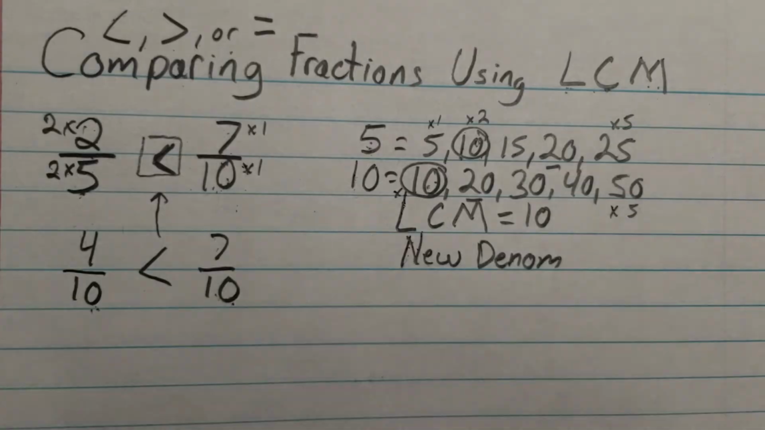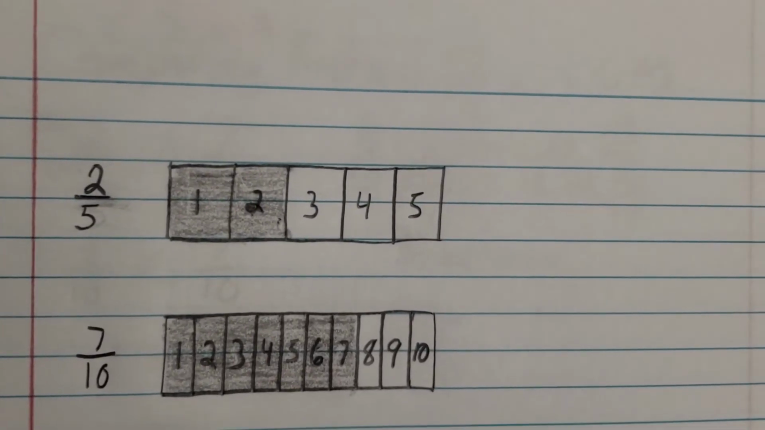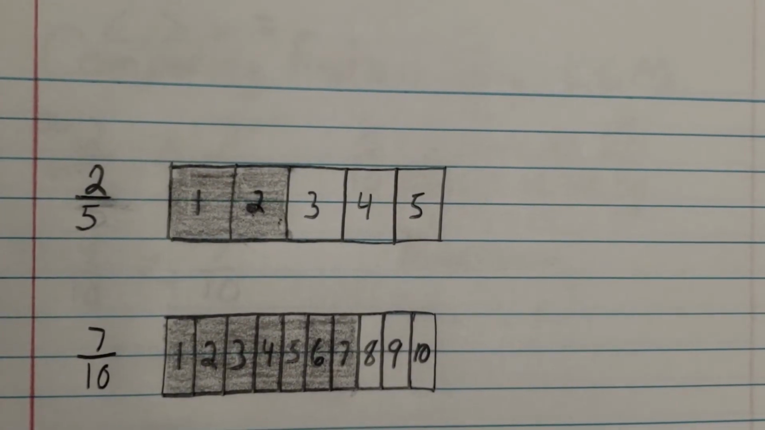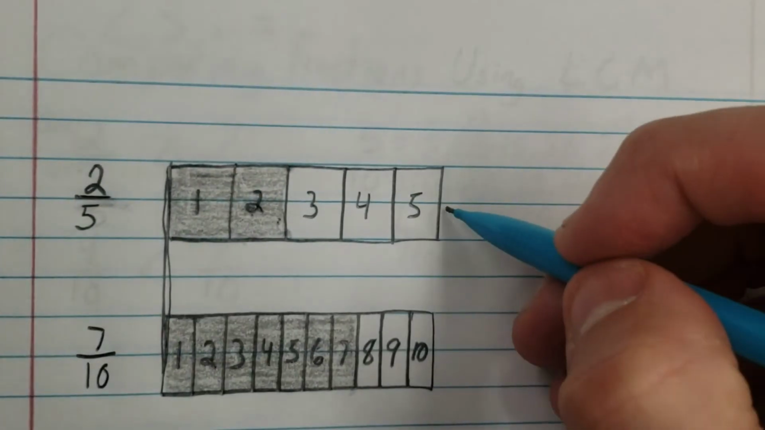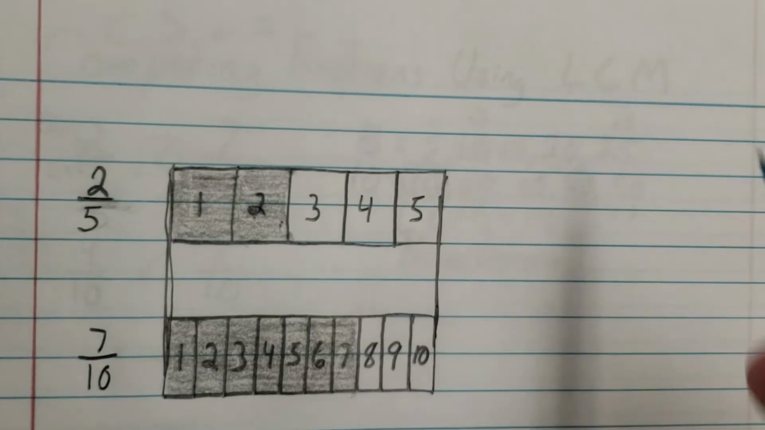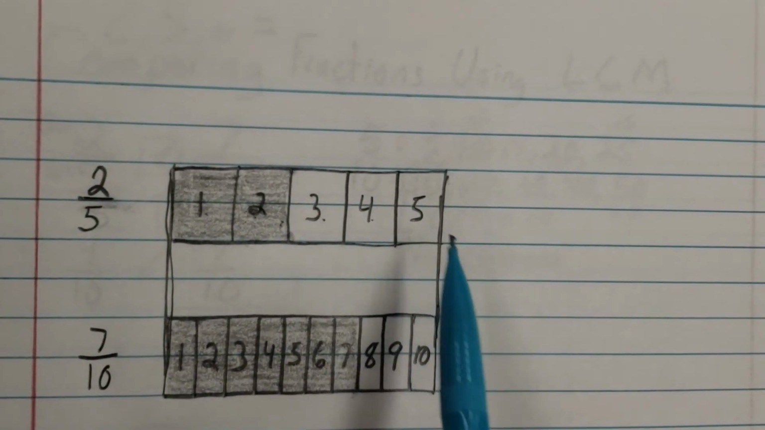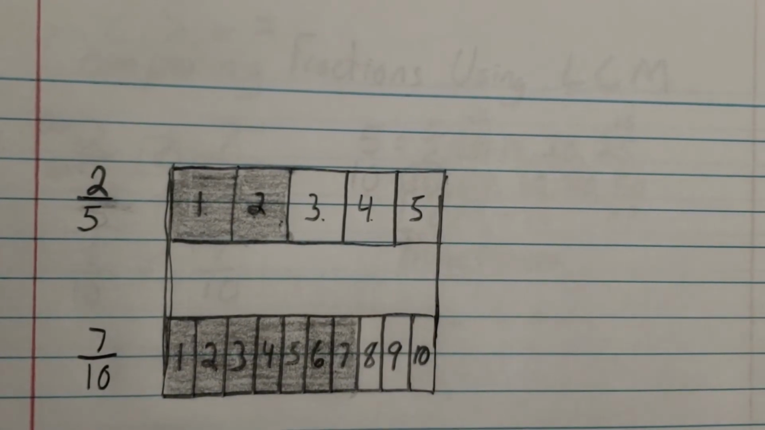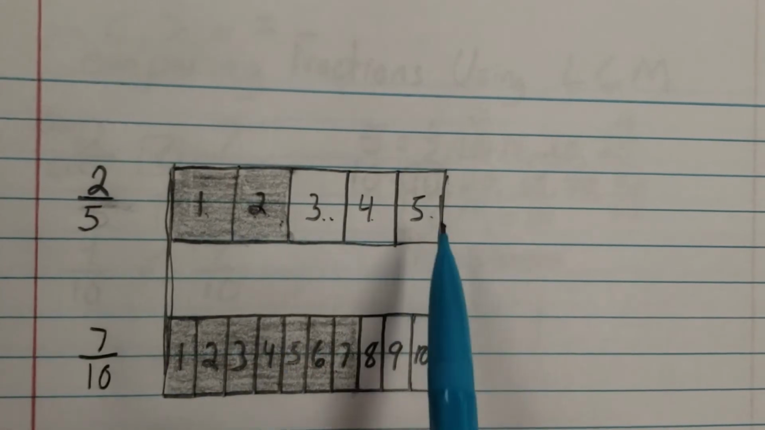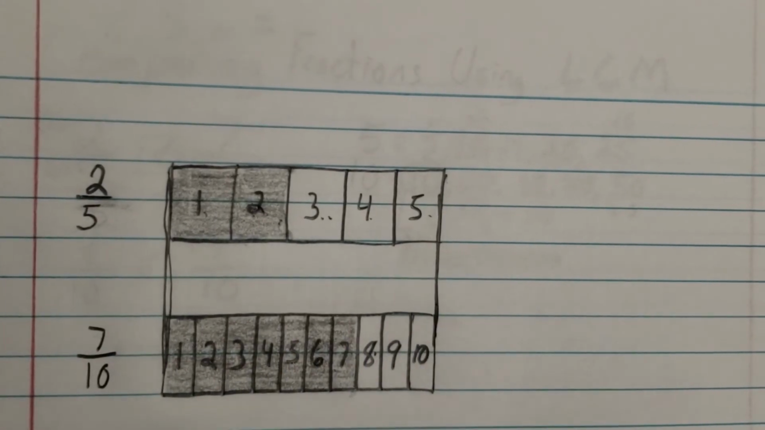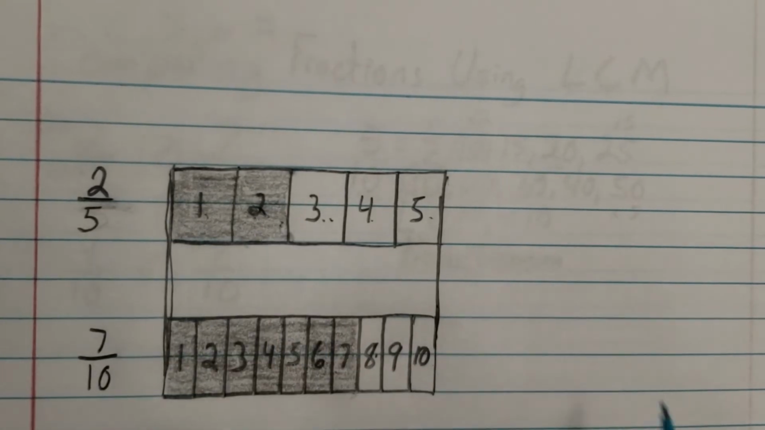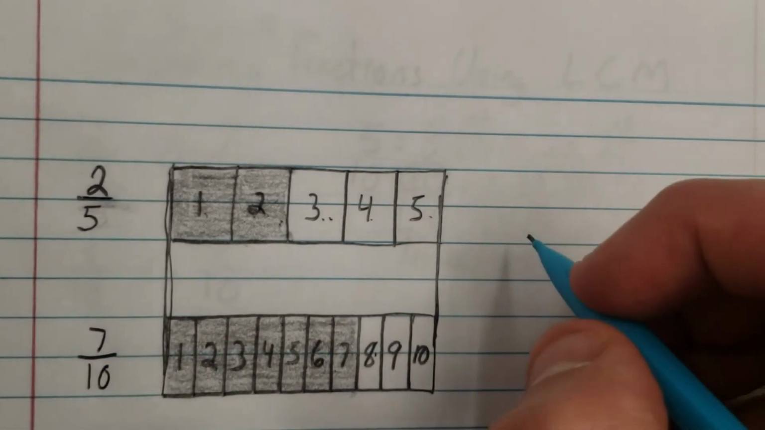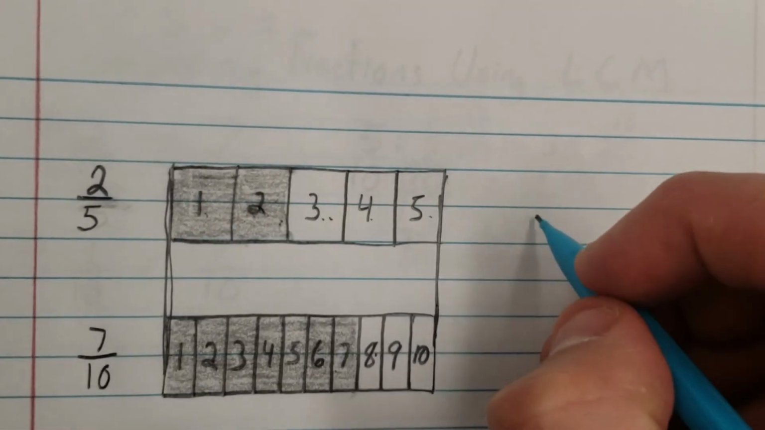We can see that same thing in a picture. It's important that when we start our picture that our fractions start in the same place and stop in the same place. We also need to be sure we have equal sizes in each box. Here's 2 colored in out of 5, and here's 7 colored in out of 10. 7 makes it farther across the whole object than 2 out of 5. So 7/10 is greater than 2/5.